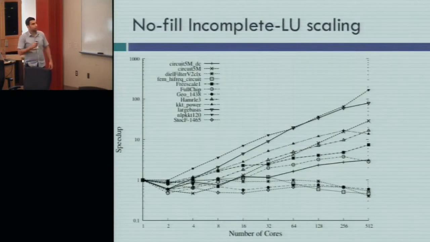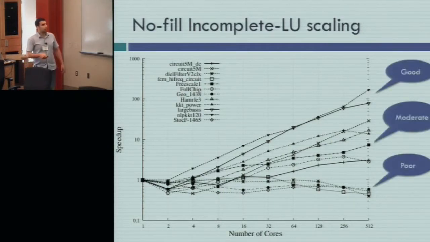So let's see the scaling results. This graph looks scary, but it's not. Each one of these is a different matrix. We have several different matrices. And as you can see, the performance is very different for each of those. Y-axis, the speedup. X-axis, number of processors, up to 512.